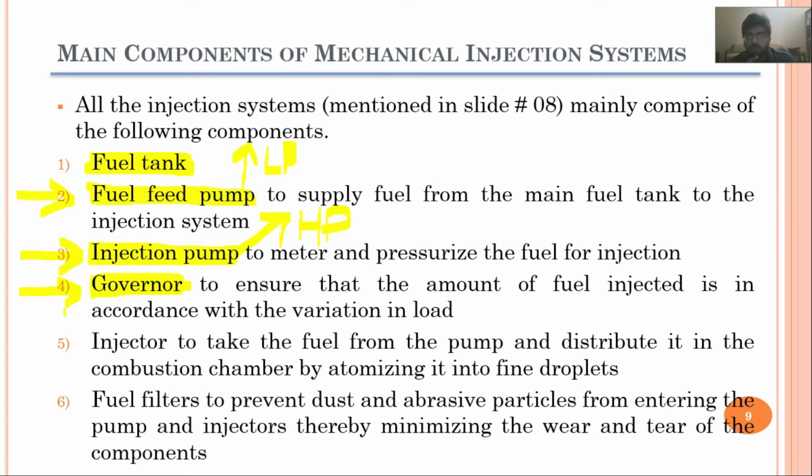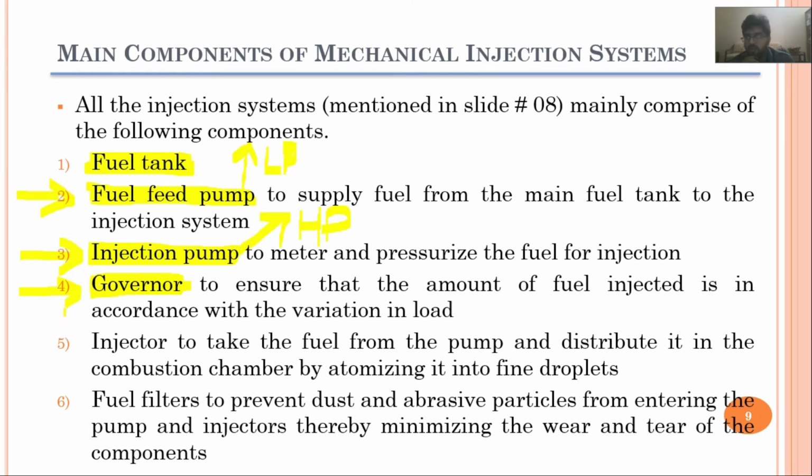So far we have studied the 4 main components. First one is the fuel tank, and we studied that the fuel feed pump will take this fuel from the fuel tank into the injection system, where we have the injection pump. This injection pump is not only pressurizing the fuel, but it is also metering it. And how is it metering it? The governor is basically responsible, controlling the stroke length.